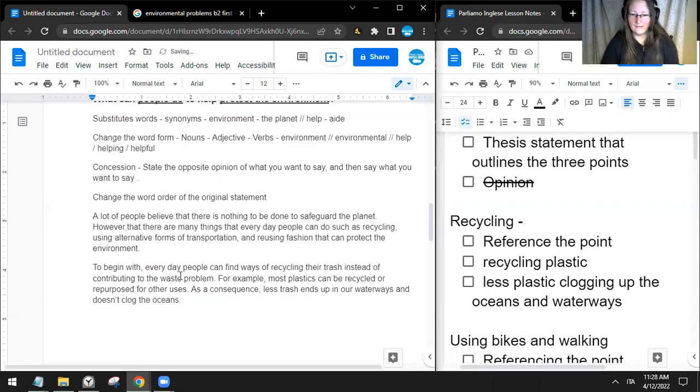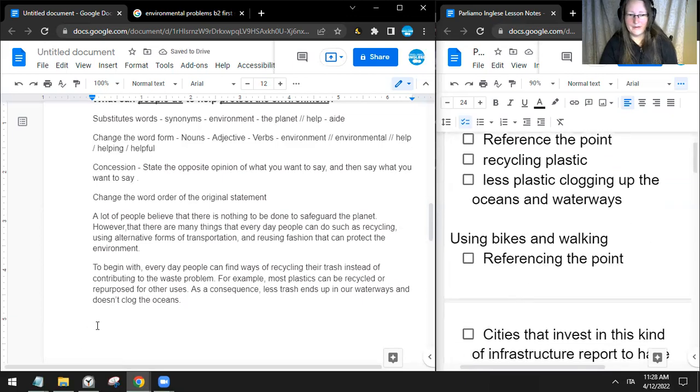Next, using bikes and walking. Another thing most people can do is walking and biking. These are modes of transportation available to almost everyone.